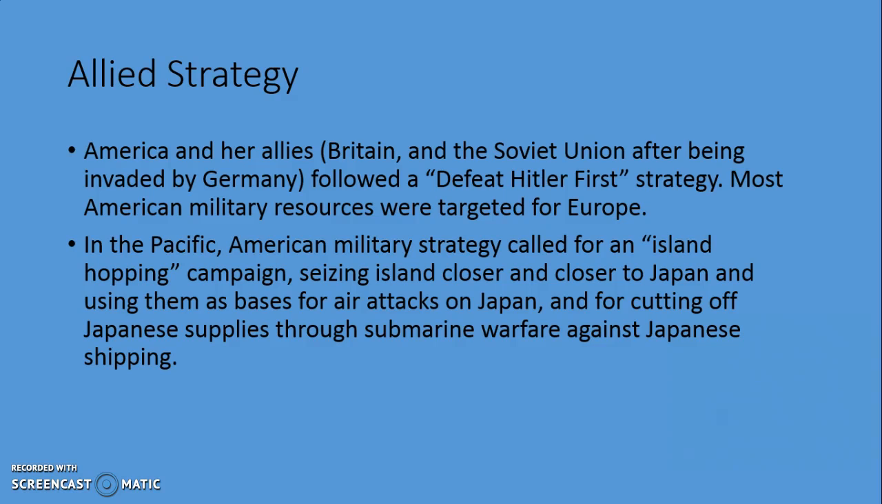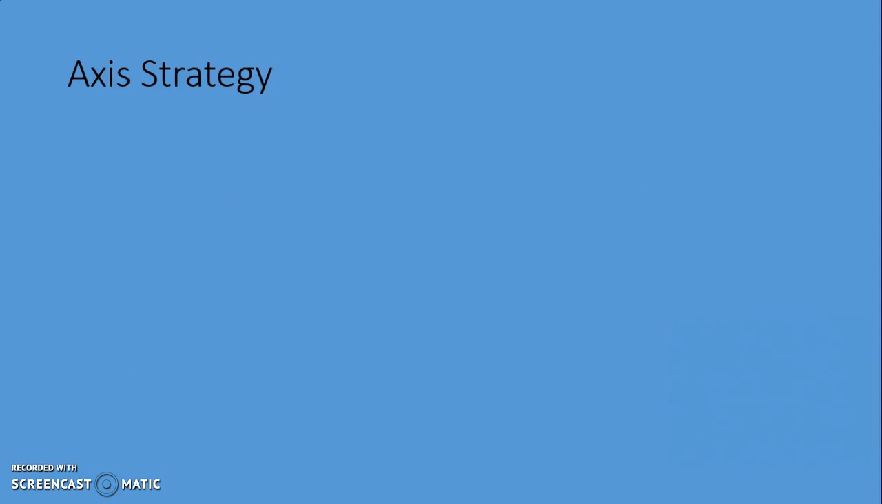In the Pacific, however, we are going to go to what is called an island hopping campaign, seizing one island at a time, putting all our efforts into one island, taking it back, and then moving on to the next island. This way we could cut off supplies coming into Japan, island by island, and hopefully completely starve them out of supplies, food, all that kind of stuff.